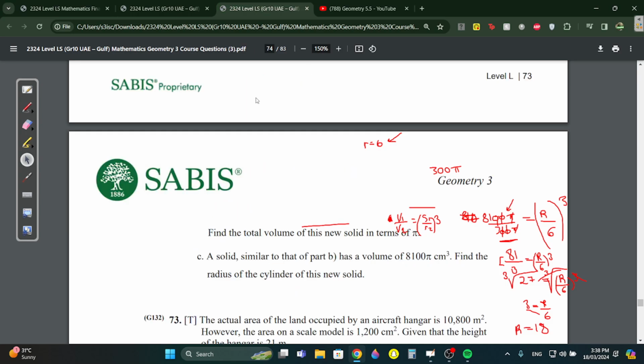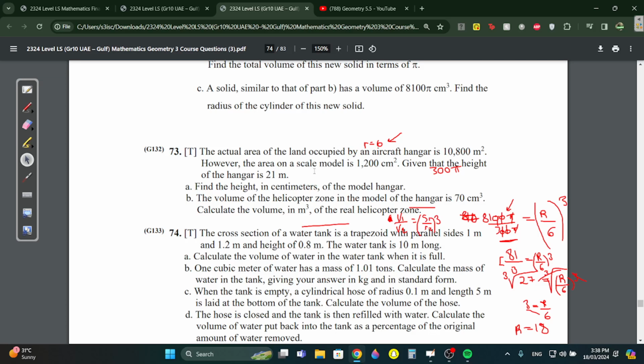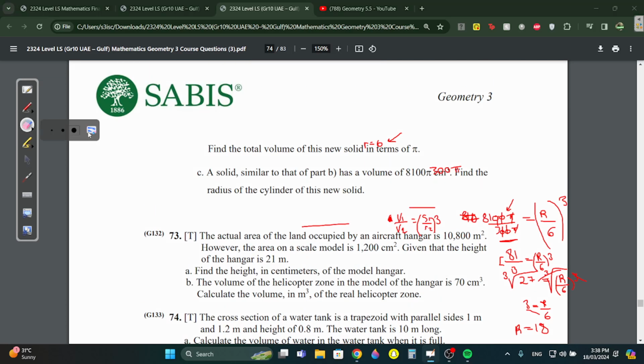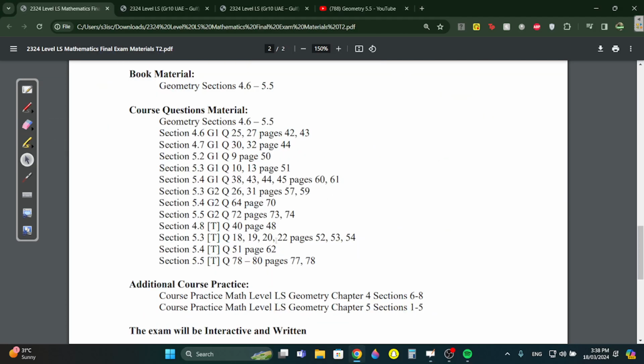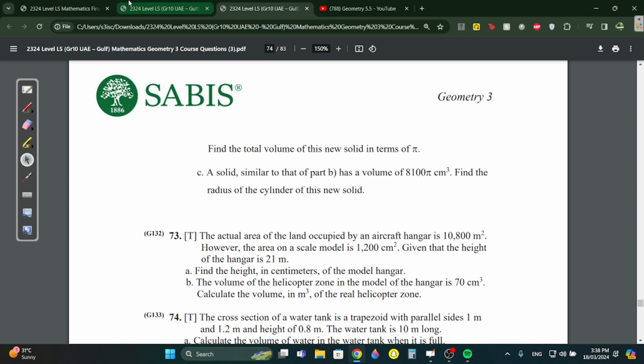Yes. 73. Okay, yeah, there's a lot of topics. If you want to do all of them, you won't finish them. So that's why I'm only going to do the ones in the material. Also, I think this one's included. No, it's not. Okay, yeah.